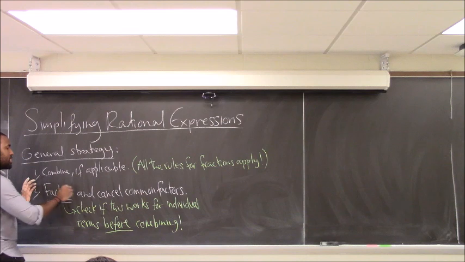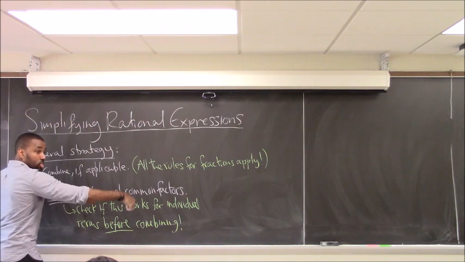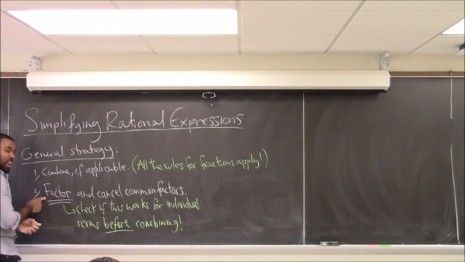So what you do is you might expand a little part over here so that things can cancel so that you can refactor. But factoring is always what you're thinking. That's always the main goal, okay? So when you want to simplify a rational expression, think factor.